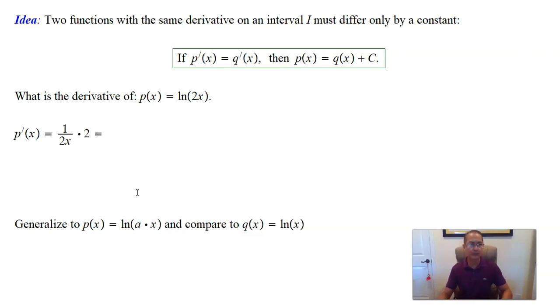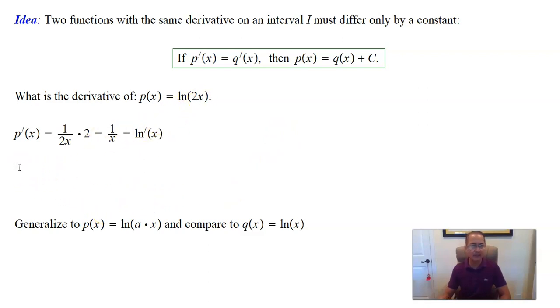Oh, and check it out. The 2's cancel, so we simply get 1 over x. Wait a minute. That is the derivative of ln of x. Let's write that as ln prime of x. So this tells us that p of x and ln of x can only differ by a constant. So that works for 2.